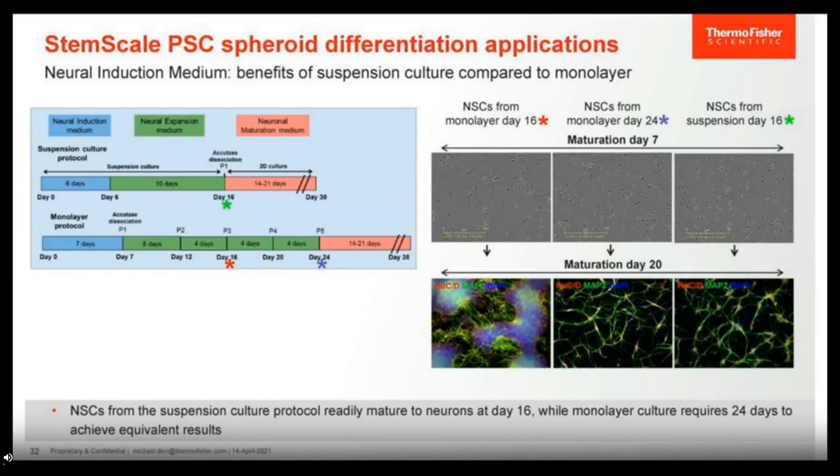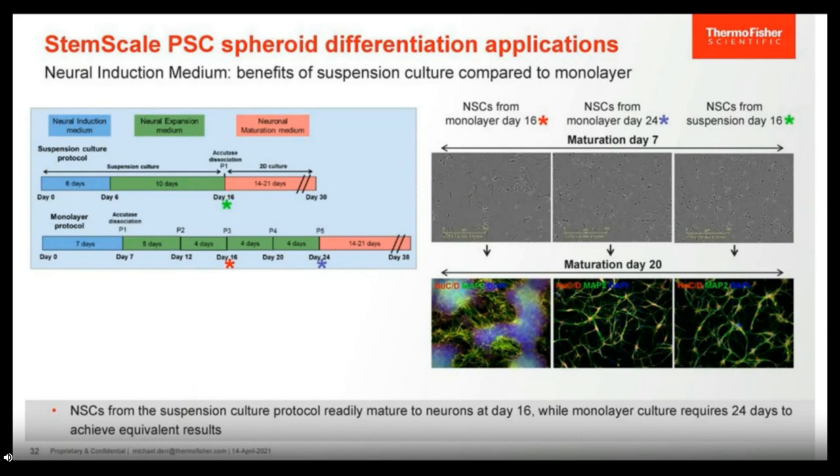All right, now comparing the maturation in the suspension and monolayer. So here I look at 3 different groups of NSCs and plated them in maturation medium. So on the right, and this is why we recommend a longer monolayer protocol here. That will be illustrated. So first we have NSCs from day 16 of the monolayer protocol, and that's in the red, and the corresponding time points can be seen on the left in the red with the red star.